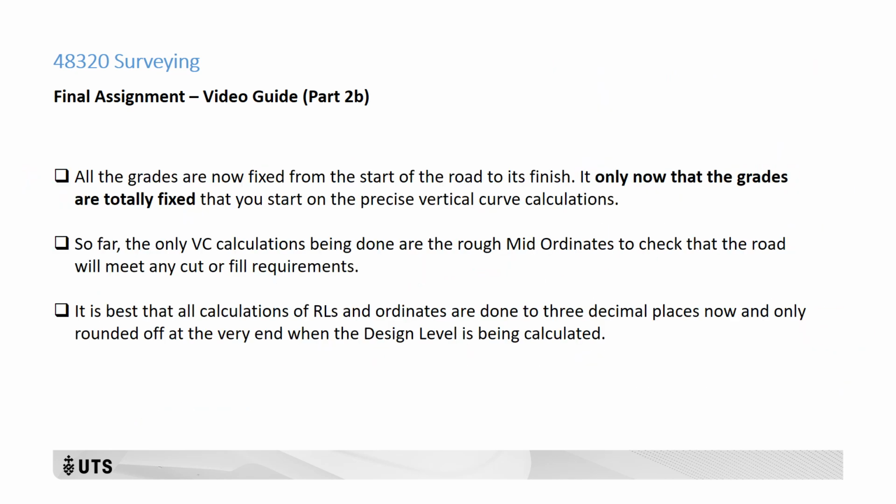So now that the grades are fixed from start to finish along the road, you now come back and start to do all the precise vertical curve calculations. So far we've only been worrying about rough mid-ordinates to check that the road's going to meet cut and fill requirements. Remember, it's always best to do all calculations of RLs and ordinates to 3 decimal places and only round off at the very end when the design level's being calculated.